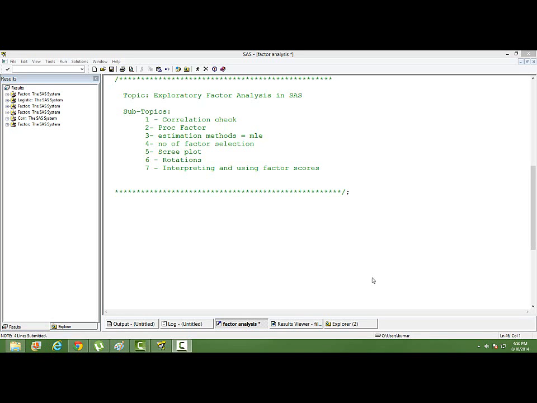In this video, I'll discuss how to perform exploratory factor analysis in SAS. The confirmatory factor analysis will be covered in a separate session. What am I going to cover in this session? First, I'll do a correlation check of the variables. I'll also talk about how to use proc factor for doing factor analysis, and then I'll cover the options available with proc factor.